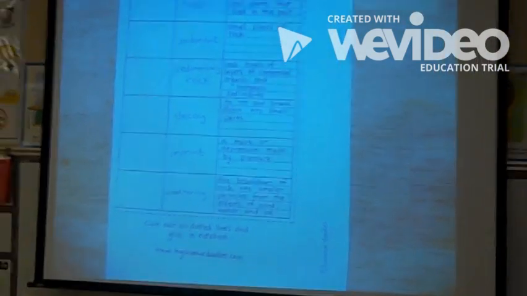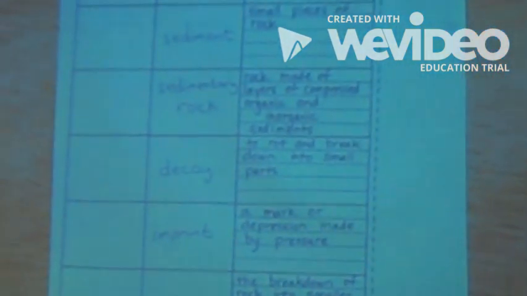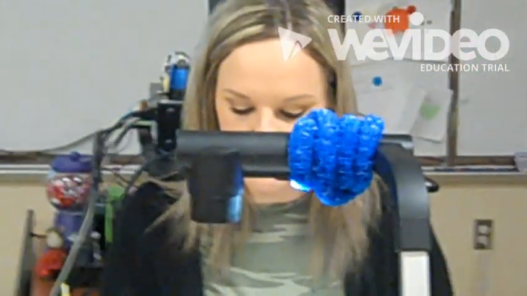Okay? Sediments are small pieces of rock. You guys should already know this by now. Okay? Sedimentary rock is rock made of layers of compressed organic and inorganic sediments. Okay? To decay is to rot and break down into small parts. Okay? Imprint is a mark or depression made by pressure. And of course, weathering is the breakdown of rock into smaller particles from the effects of wind, water, and ice.